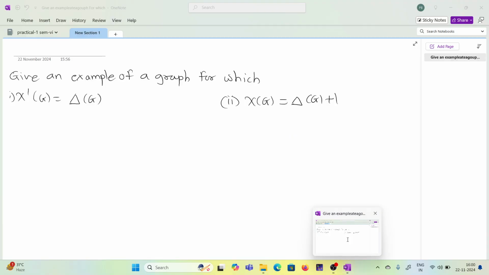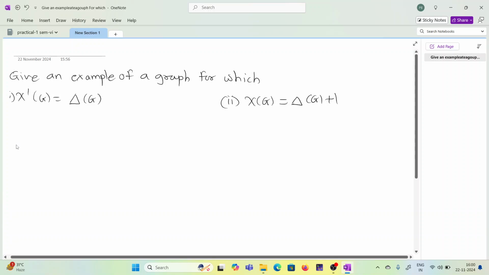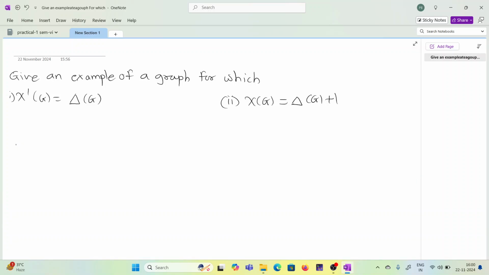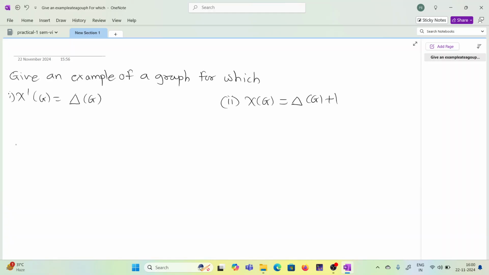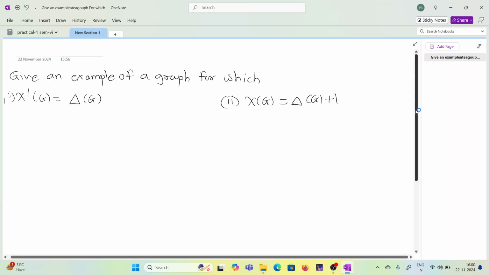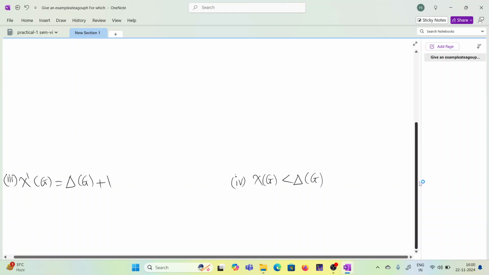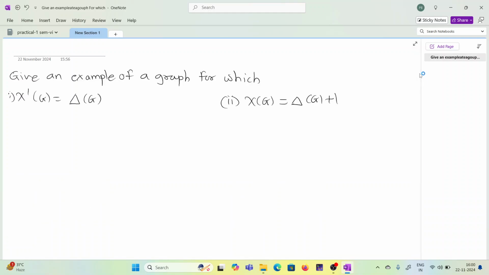Hello students, in this video we are going to solve an example from practical 1 of semester 6. The example is: give an example of a graph for which chi dash of G is equal to delta G, chi of G is equal to delta G plus 1, chi dash of G is equal to delta G plus 1, and chi of G less than delta G.